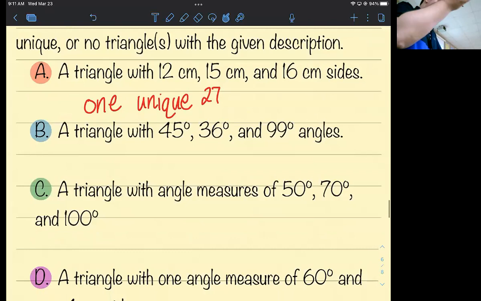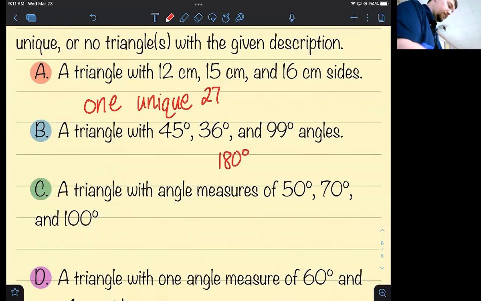What if I gave you a triangle and I said the angle measurements have to be 45, 36, and 99? Can someone tell me what 45 plus 36 plus 99 is? Does it add up to 180? You sure? I need more than one person checking the math on this. It adds up to 180. Okay.